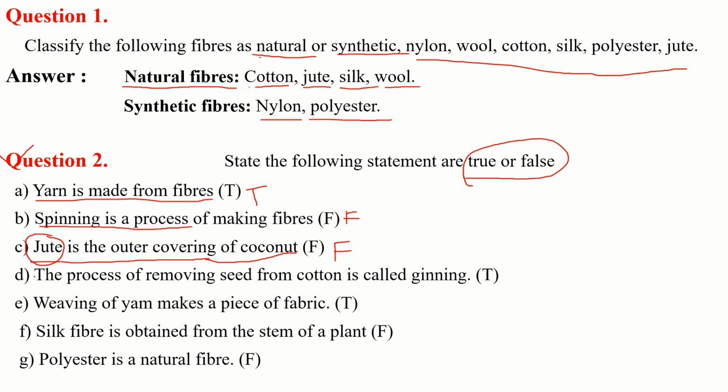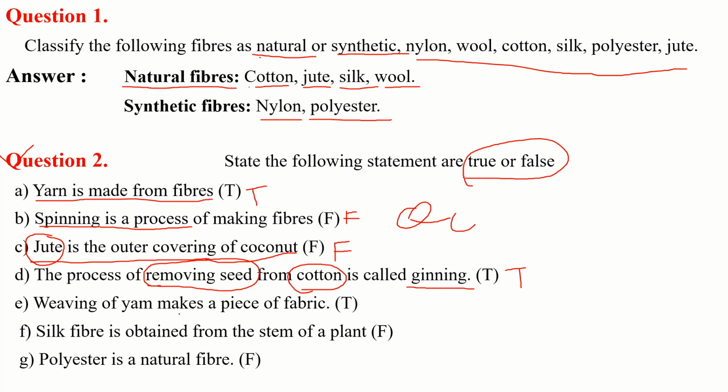The fourth statement: the process of removing seeds from the cotton is called ginning. Yes, we have seen ginning. We get cotton from the cotton plants. First there are seeds, and after blooming we get cotton. So the given statement is true, and we have to write true. The process of removing the seeds from the cotton is called ginning. So this is a true statement.